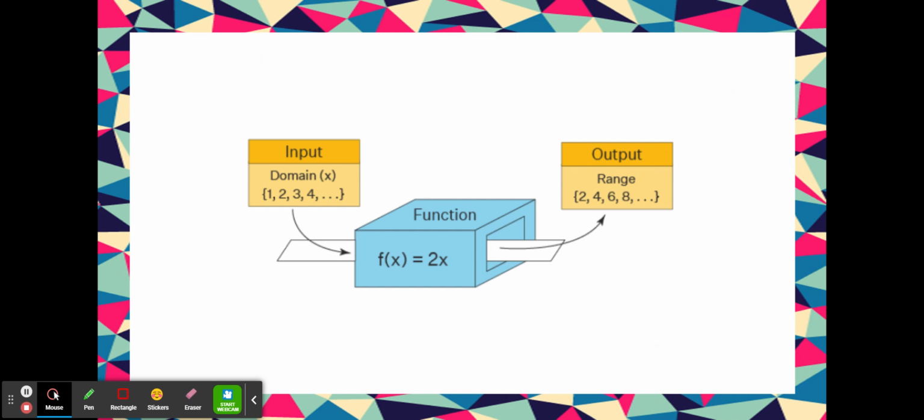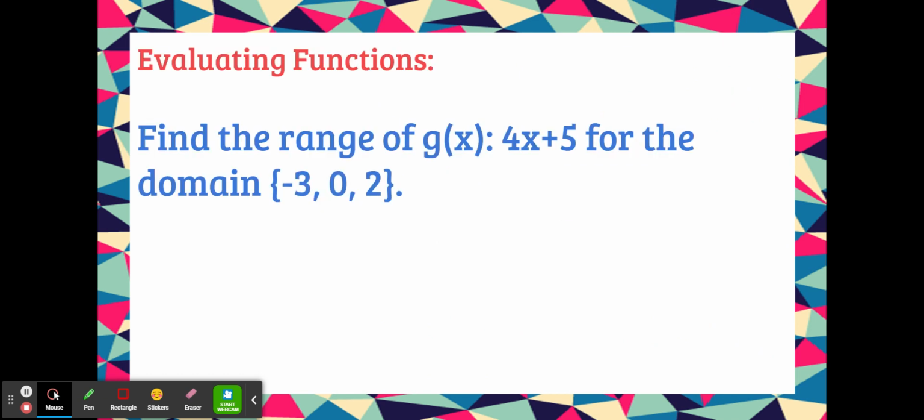Our domain is our input. We put it into the function. We do our calculations. That will give us our output, or our range. So those are other terms you might see. So find the range, which means your output, for g of x is equal to 4x plus 5 for the domain. They're giving us 3 different domains, so we have to find 3 different ranges.